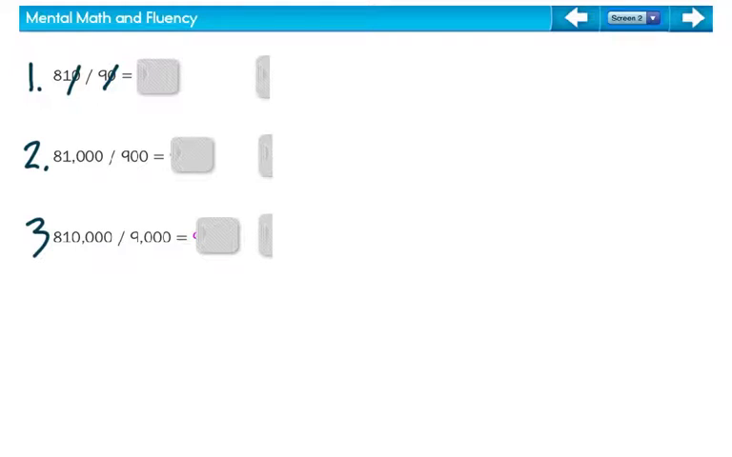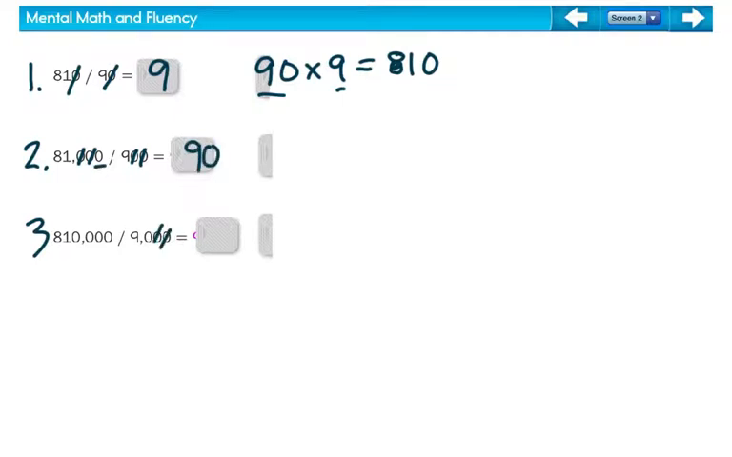Pause your video, remember. 810 divided by 90 is 9. Let me just show you how this works. 90 times 9. 9 times 9 would be 81 with 1 zero behind it. 2 zeros cancel out these 2 zeros. 81 divided by 9 is still 9 with 1 zero added on. 3 zeros cancel out 3 zeros here. 81 divided by 9 is 9 with 1 zero.